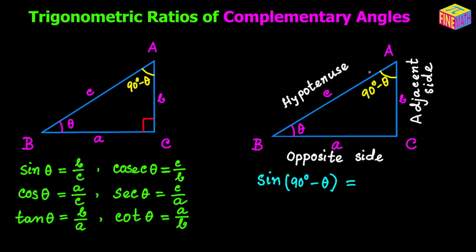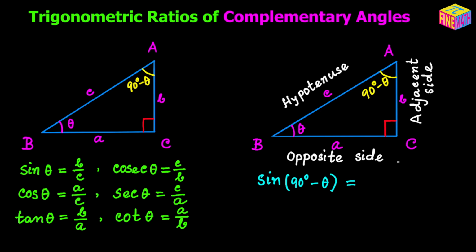But the hypotenuse remains the same, because the hypotenuse is always the side which is opposite to the right angle. And here our right angle is the angle C. So let me quickly indicate that. Our right angle is angle C. So the hypotenuse is always the opposite side of the right angle. So there is no change in the position of the hypotenuse.